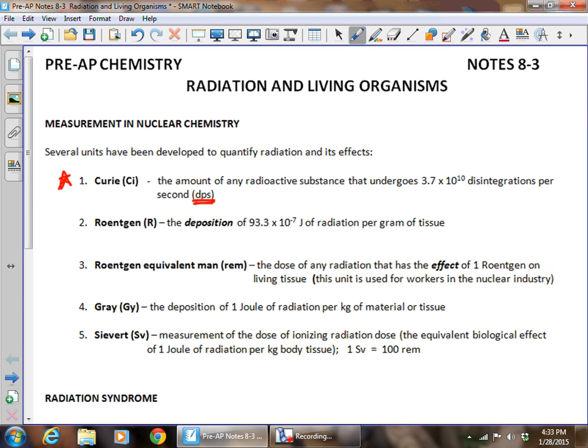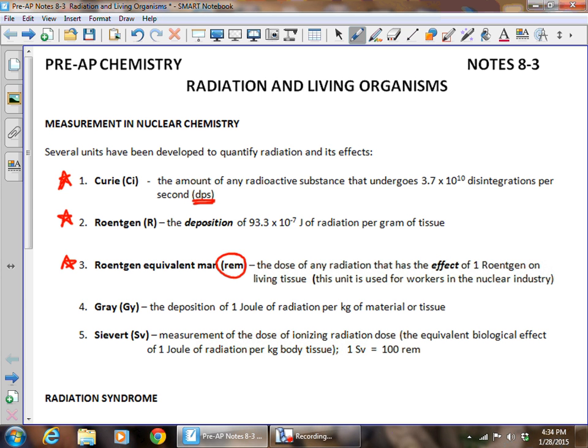Roentgens talk about the amount of radiation that's actually deposited on tissue. This is the one right here, the Roentgen equivalent man, or REM, has traditionally been the one that we've used for dosage of radiation in the United States in the nuclear industry. And it's any radiation that has the effect of one Roentgen on living tissue.